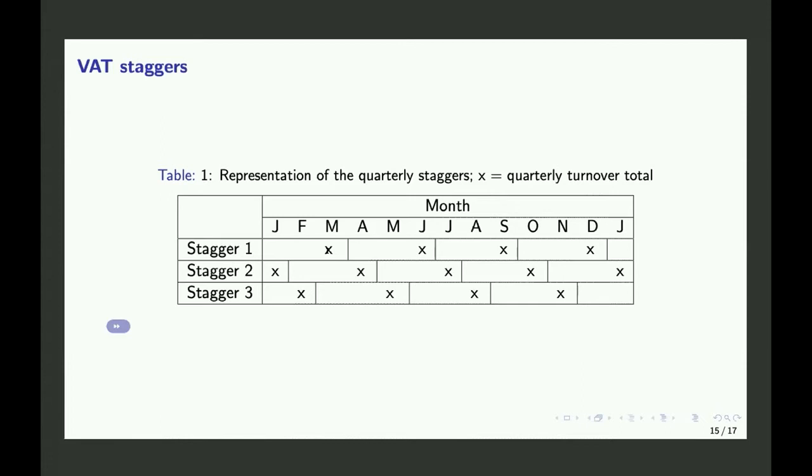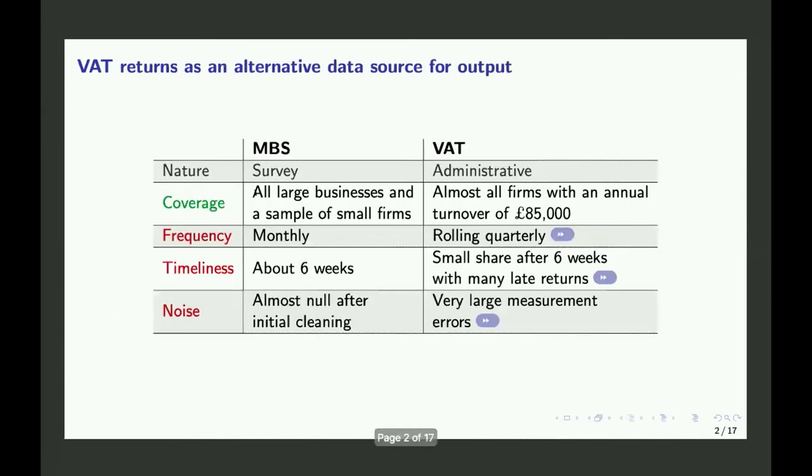And in order to publish monthly GDP from those, we need to interpolate the monthly path in the data. So it's a temporal disaggregation problem. That's one problem. Then the second one is the timeliness of the data.